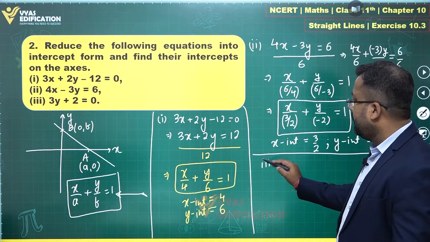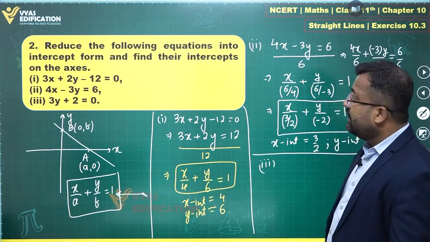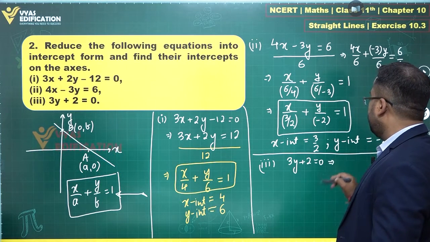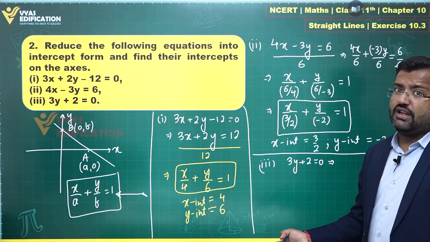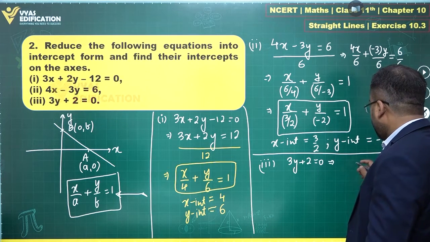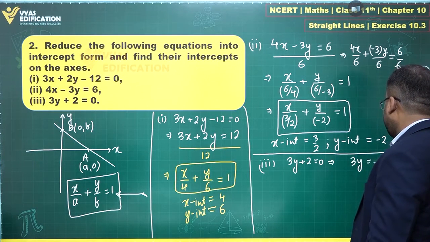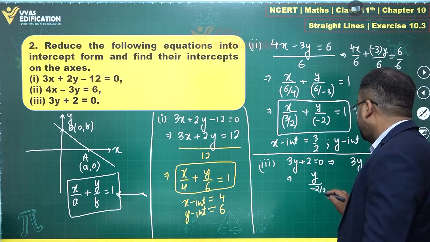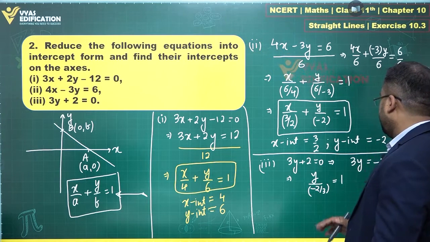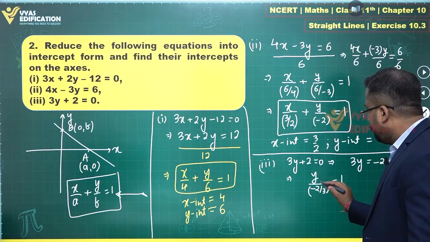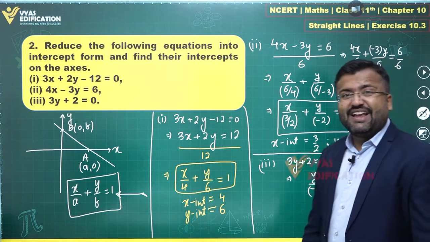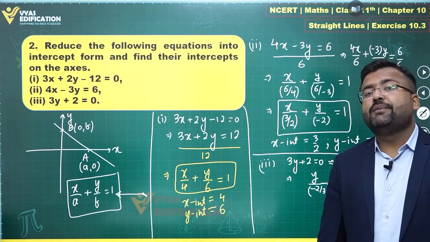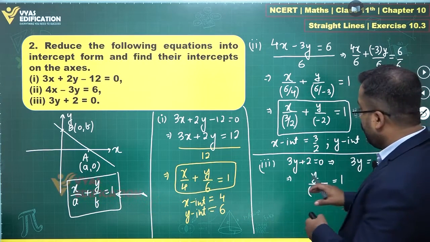What about the third part? The third part, we have 3y plus 2 equals 0. We have no term of x. That's pretty interesting. So you will write it as 3y is equal to minus 2, and further you can write it as y upon minus 2 by 3 is equal to 1. Dividing by minus 2 and bringing that 3 down, the coefficient of y. What about x? Since there is no term of x, do you observe that there is no intercept with x-axis?